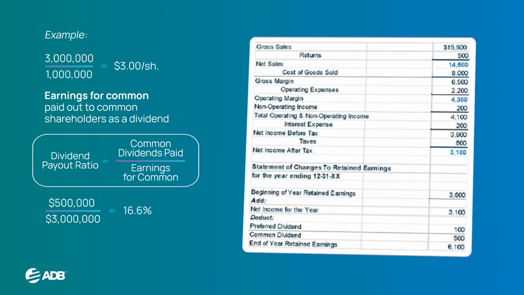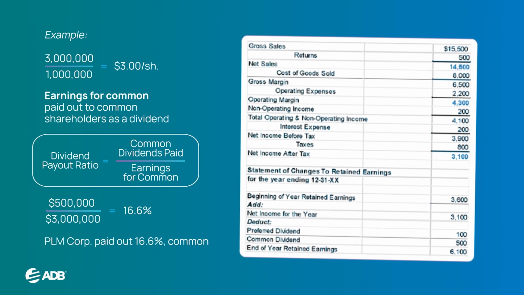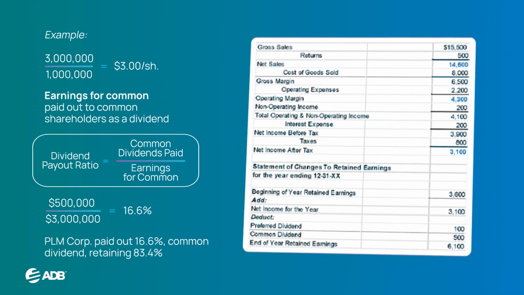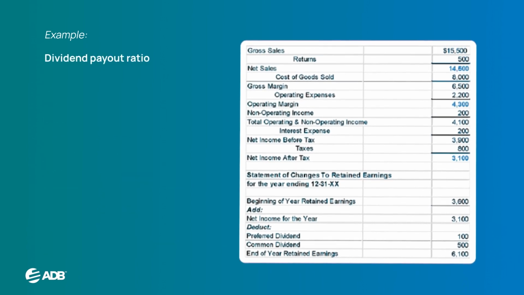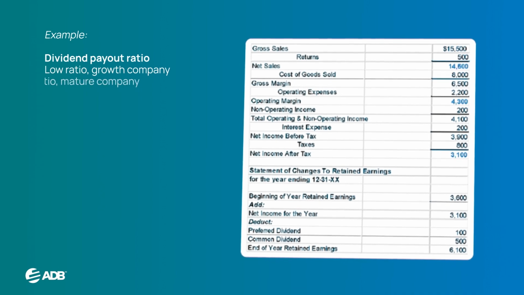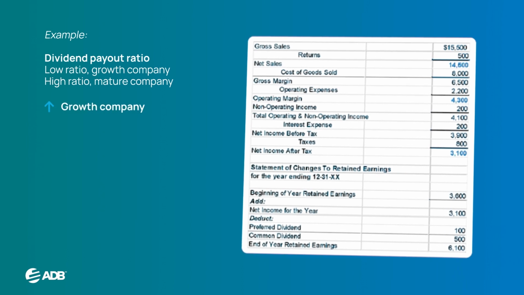So of its earnings available for common, PLM Corporation paid out 16.6% as a common dividend, retaining 83.4% for use in the business. With the dividend payout ratio, if it's a low ratio, it's a growth company, and a high ratio would be a mature company. This example indicates a growth company.